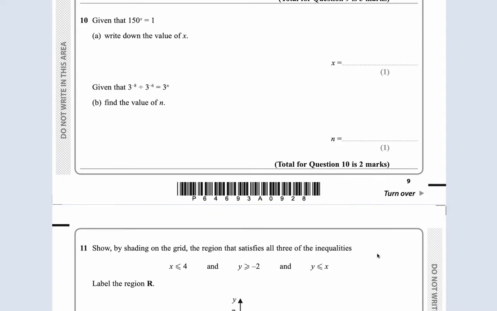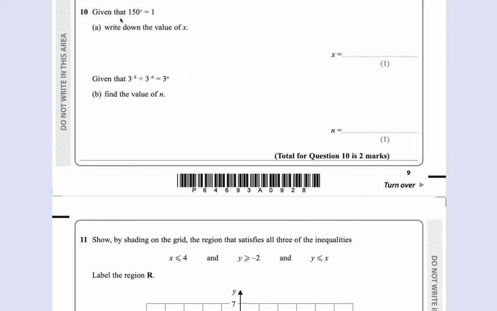Okay, question 10. Given that this equals 1, write down the value of x, right? Anything, guys, to the power of 0 is 1. So this is 0. It's only one mark. That's why it's quite easy. But obviously, if you didn't remember that anything to the power of 0 is 1, that's not an easy question.